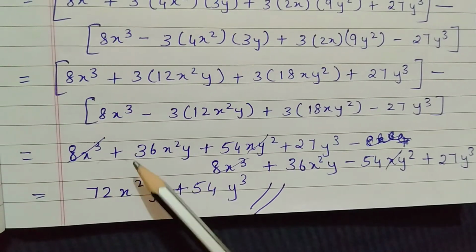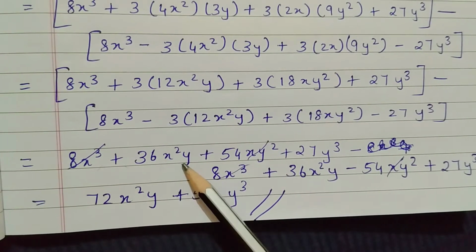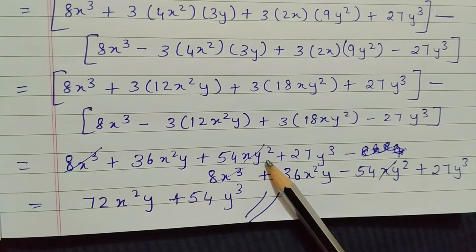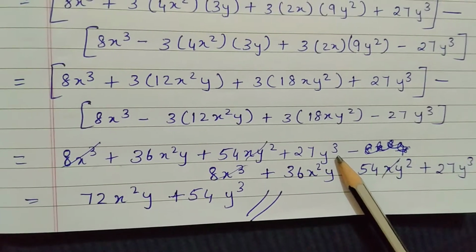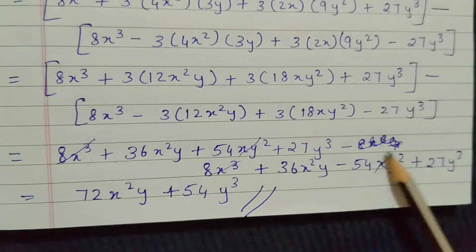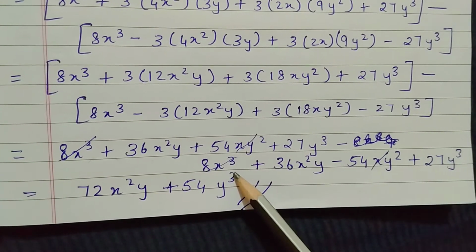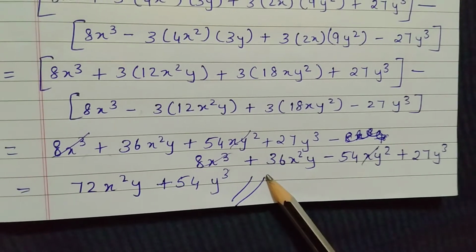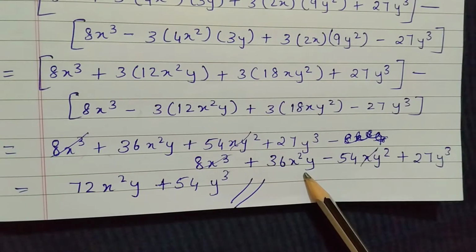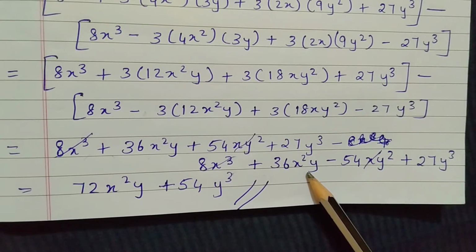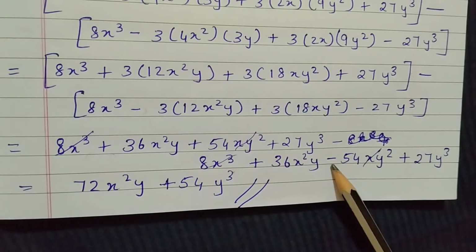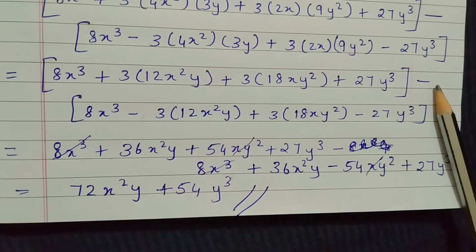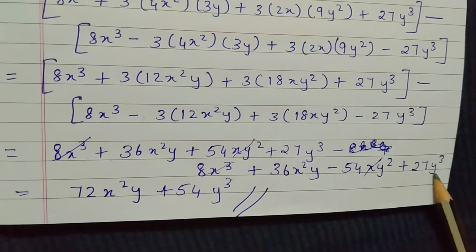8x cube plus 12 into 3 is 36x square y plus 18 into 3 is 54xy square plus 27y cube minus 8x cube. Okay, minus into minus is plus, plus 12 into 3 is 36x square y, minus into plus is minus, 18 into 3 is 54, 54xy square, minus into minus is plus 27y cube.